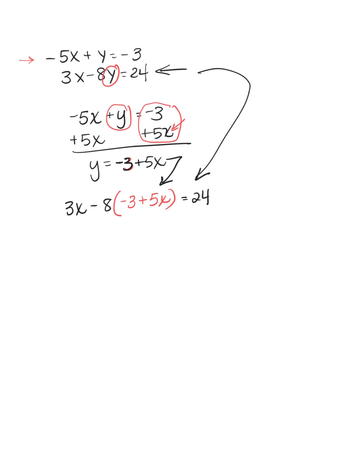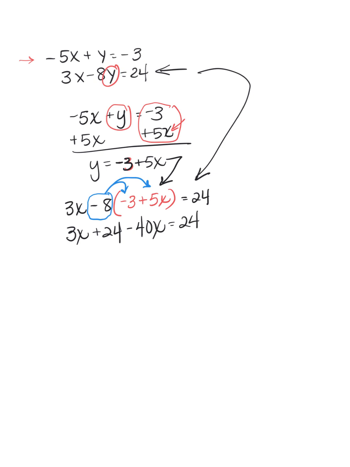Okay, we need to distribute that negative 8. That's what we're multiplying everything by. So that gives me 3x, because we didn't touch the 3x. We can't just get rid of it, right? It's just not involved with our distributive property. So negative 8 times negative 3 is positive 24. Negative 8 times positive 5 is negative 40x.